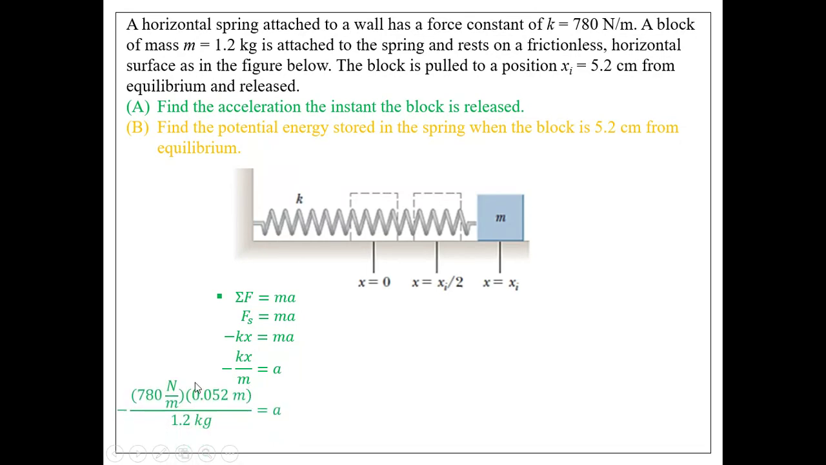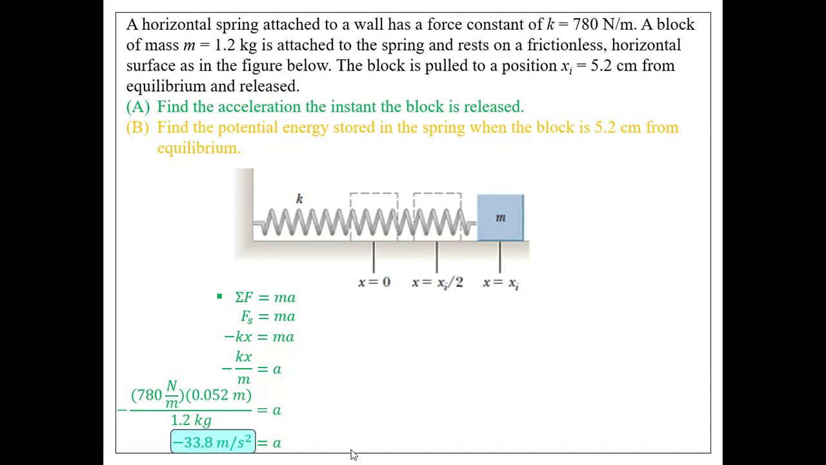Once I plug all my values in, it's really just a plug and chug problem. If you do that correctly, you should get about negative 33.8 meters per second squared. It says here the acceleration, it didn't use the word magnitude. Since the phrase here is pulled initially, pulling in this case implies that it's stretching the spring to the right. So the moment you let it go, the block will accelerate leftward. So I will keep the negative sign in my answer, and the answer right here would be negative 33.8 meters per second squared.